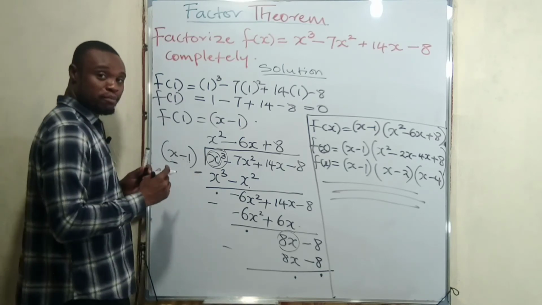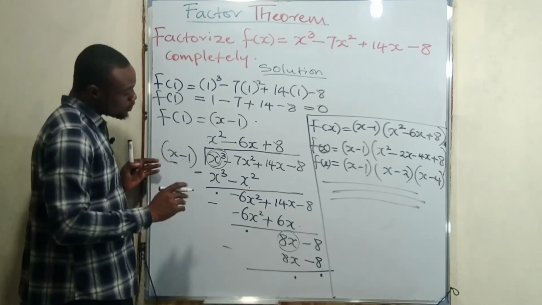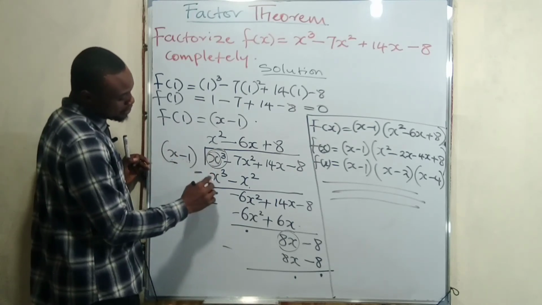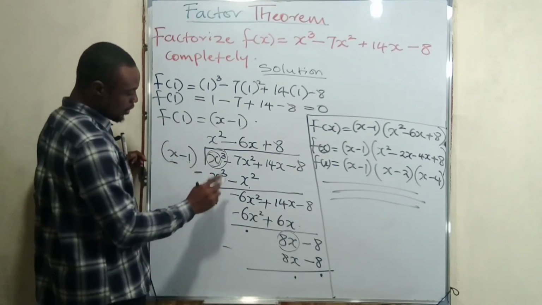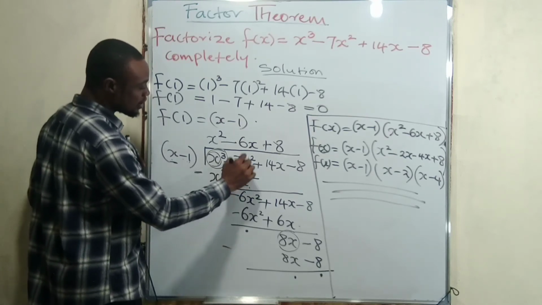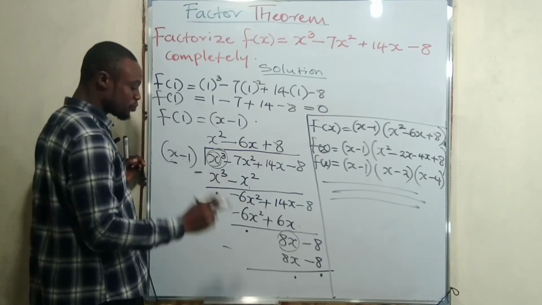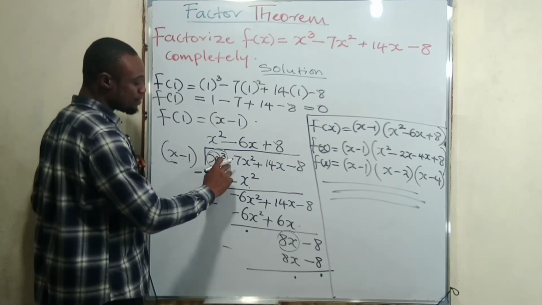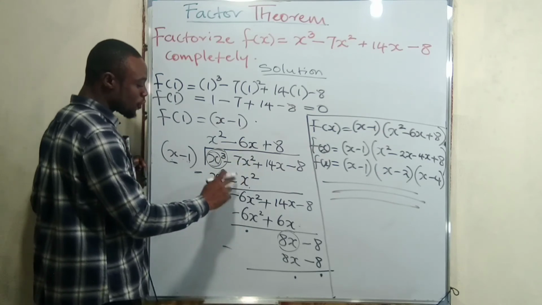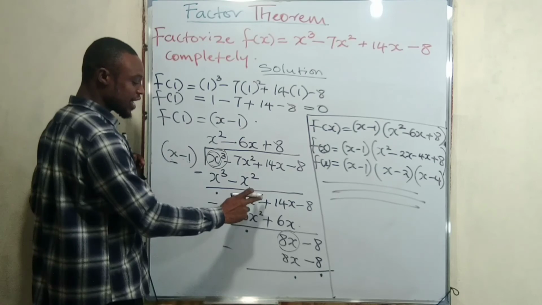Most times they don't write it. Most people don't write it, but I prefer writing it for clarity purpose. So x cubed minus x cubed is 0, so I put a dot here. Also, 7x squared, this is a minus sign, minus 7x squared minus this. Minus times this particular minus is what? Plus. So we have minus 7x squared plus x squared. So gives us what? Minus 6x squared.